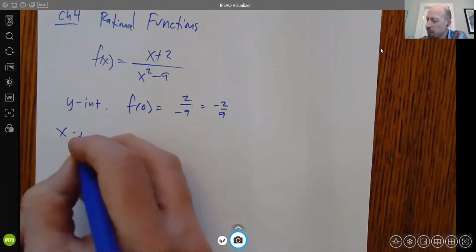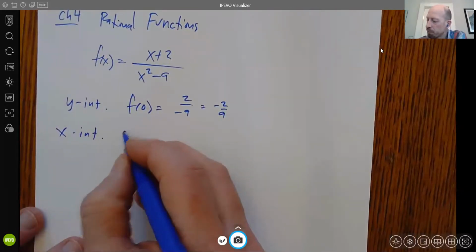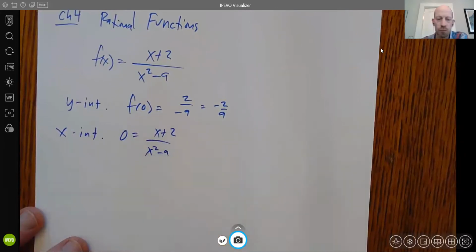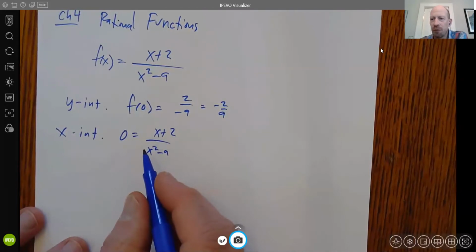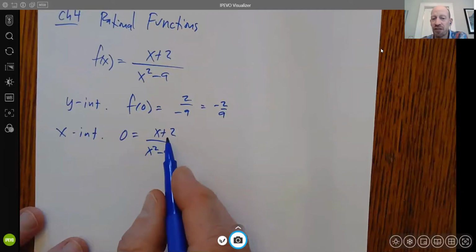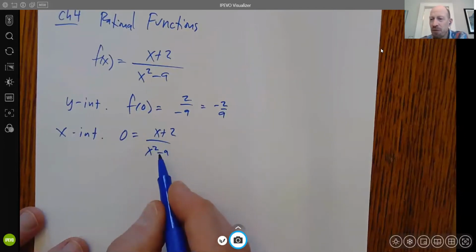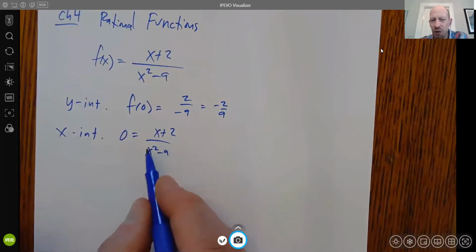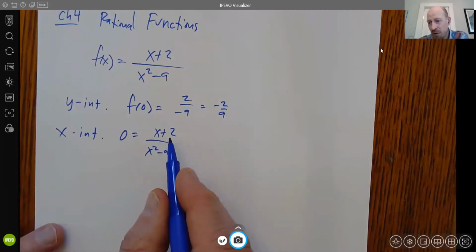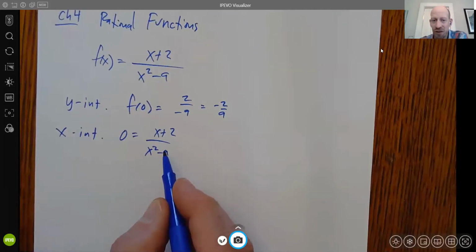The x-intercept is where y equals 0, right? The output is 0. And one of the nice things about rational functions is that the only way you have a fraction that's equal to 0 is if the top is 0. If the bottom is 0, then the thing is undefined, right? And it doesn't matter what number the bottom is, as long as it's not 0. If the top is 0, right? 0 over anything except 0 is going to be 0.